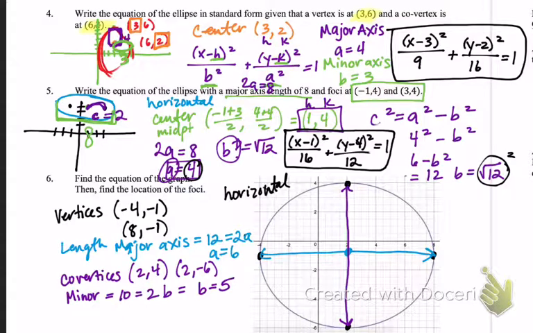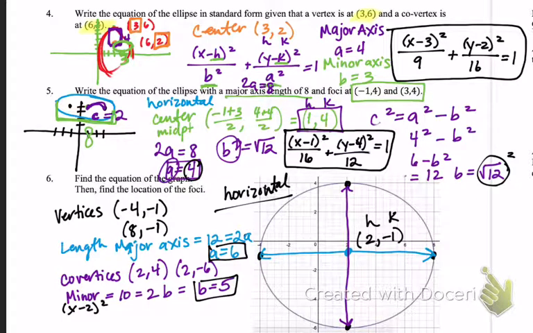So all that you need when you're doing an ellipse equation, you need A, you need B, and then you need the center, which is H, K, 2, -1. It is horizontal, so a squared is going to go under the x. So my standard form equation would be x minus 2 squared over a squared, so 36, plus y minus k, so y plus 1 squared, over b squared, which is 25, equals 1.